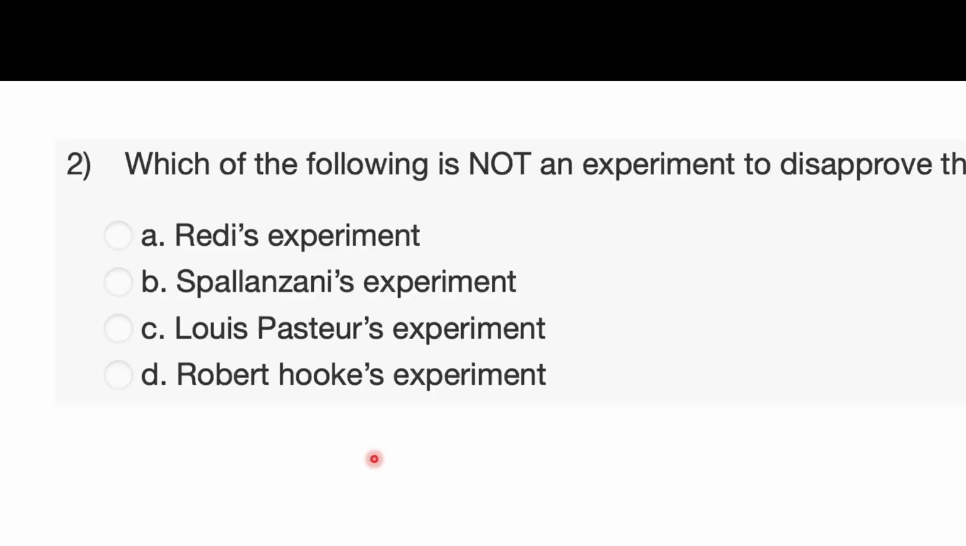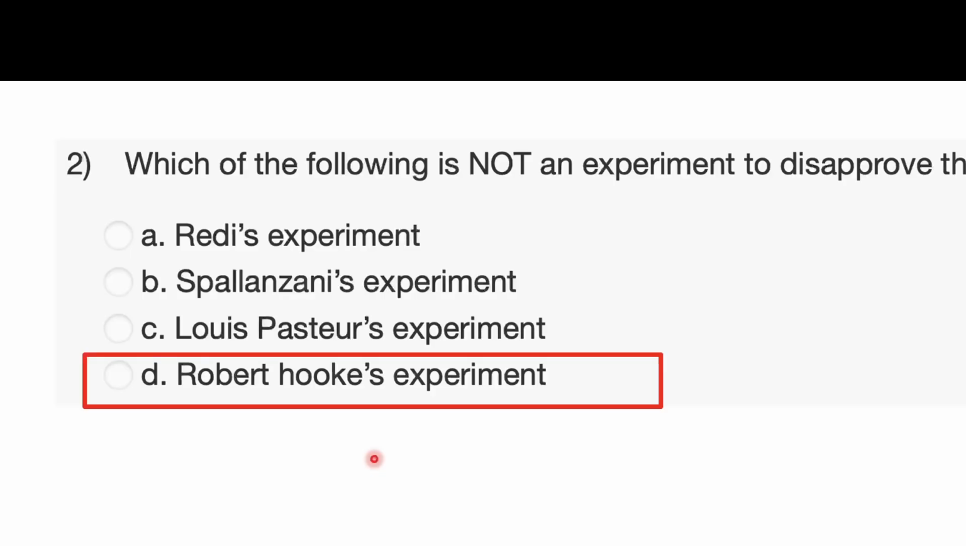Okay, let's not delay it any further. I have got 4 or 5 answers. So, which of the following is not an experiment to disprove the theory of spontaneous generation? The correct answer is option D, Robert Hooke's experiment. Very good. You guys have answered correctly. It's Robert Hooke's experiment which is not one of the experiments which disproves the theory of spontaneous generation. So let us look at all these experiments in detail.